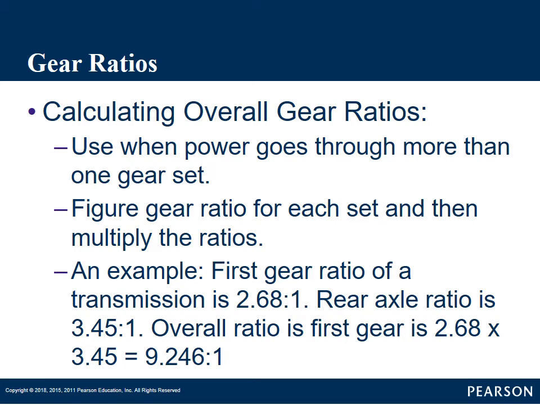Once we get that vehicle moving, at highway speeds, then we can have our direct one-to-one or our overdrive, because now we don't need that torque multiplication because the vehicle is already moving.